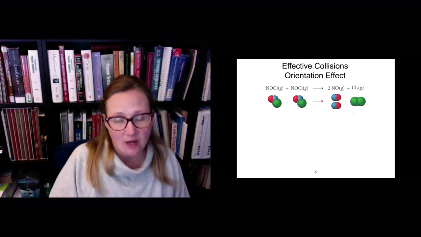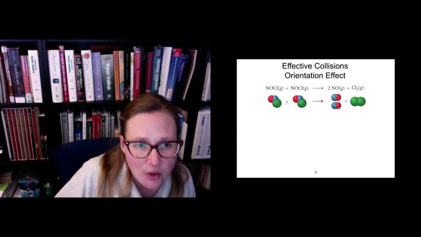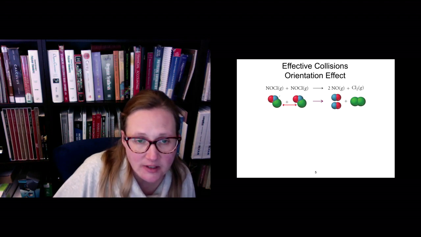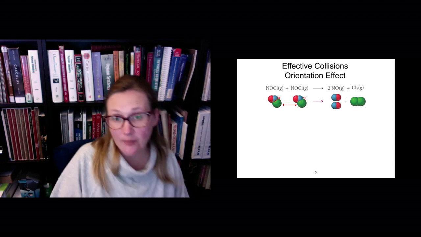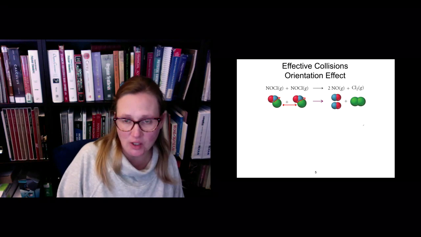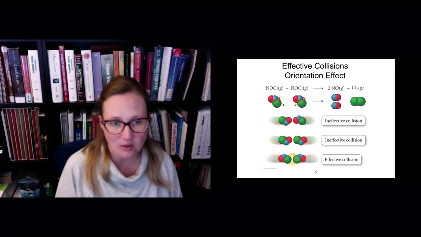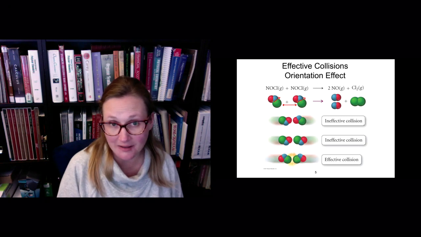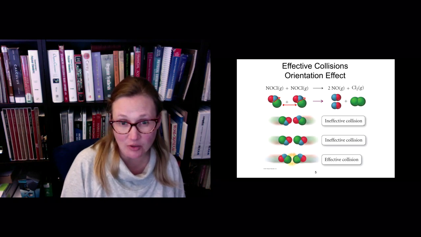The other thing we have to think about is the orientation. What do we want to happen? We want the chlorine molecule to form, and we want this nitrogen-chlorine bond to break. So we want to break this bond, and we want to form that chlorine bond. What kind of orientation do we need? If we look at the top one, which I'm calling an ineffective collision, we have a collision between the oxygen atoms. That's not going to get us to a chlorine molecule. So that's ineffective. It doesn't have the right orientation.